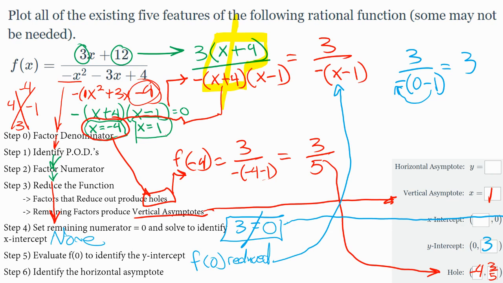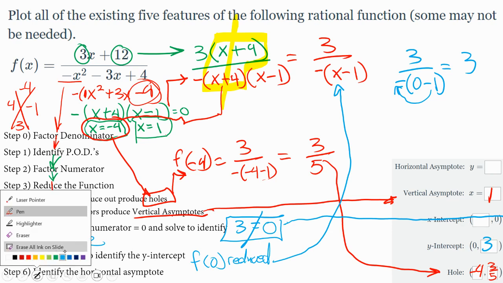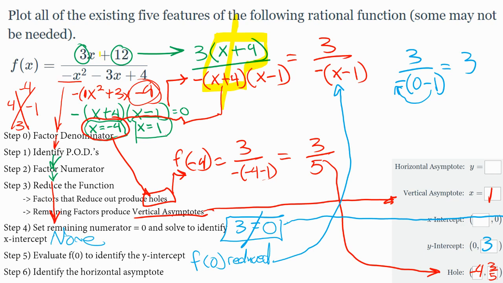And to finish my analysis, I just have to figure out where the horizontal asymptote is, and that's determined by the original function's degree, the numerator and denominator. The denominator has larger degree, so that means that this will be a horizontal asymptote of 0, that rule of my 3 options. So the top degree is smaller than the bottom, which means horizontal asymptote 0.